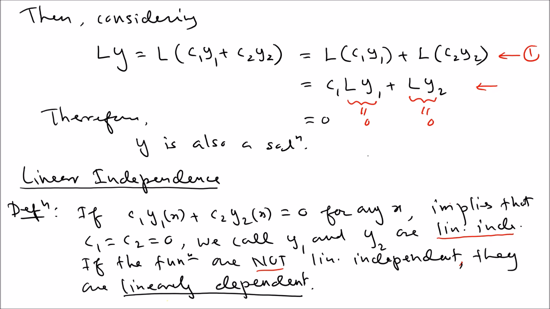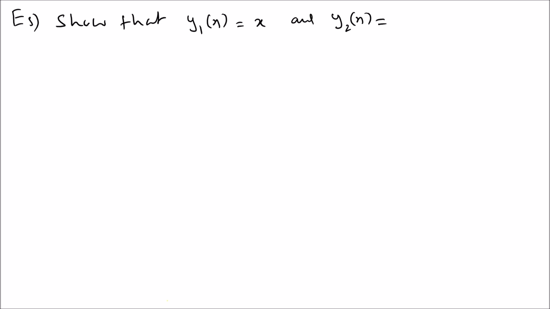So let's try one example, just to see how things work. Show that y1(x) equals x, that's the first function, and the second function y2(x) is, let's say, cosine x, are linearly independent.